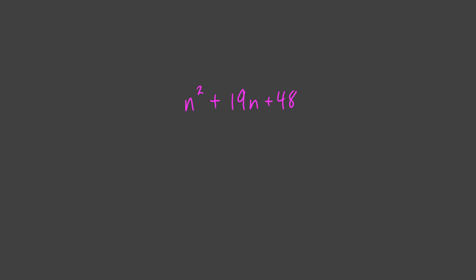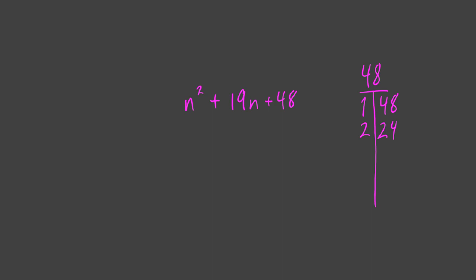n squared plus 19n plus 49. Okay, so we're looking for... I said 49, 48. So we're looking for factors of 48. I always start with 1 and 48. I know 2 because this is an even number. Let's see, 2 goes into 40 20 times, and 8, 4, so 24.